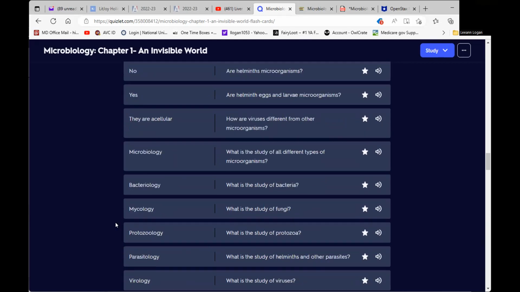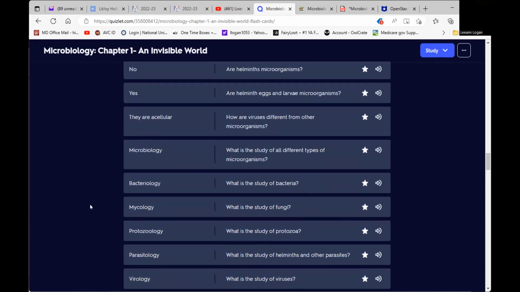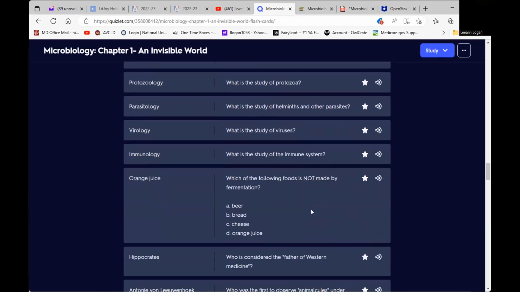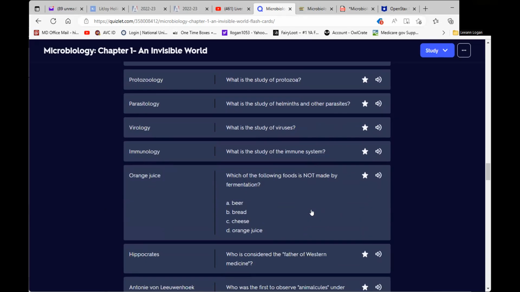What is the study of different types of microorganisms? That would be microbiology. What is the study of bacteria? Bacteriology. What is the study of fungi? Mycology. What is the study of protozoa? Protozoology. What is the study of helminths and other parasites? Parasitology. What is the study of viruses? Virology. What is the study of the immune system? Immunology. Which of the following foods is not made by fermentation? That would be orange juice.